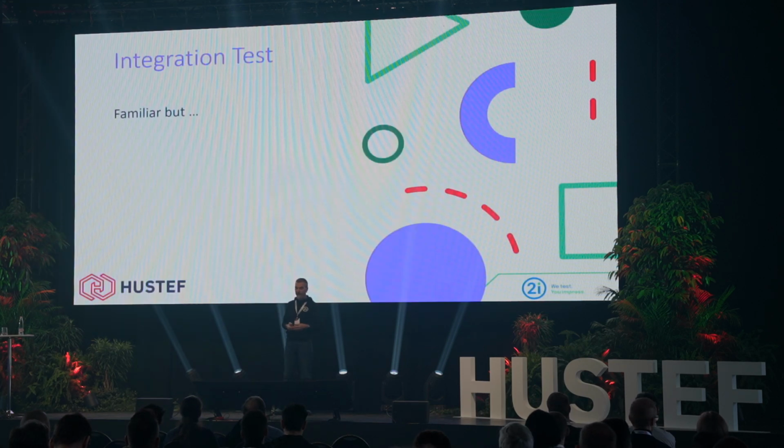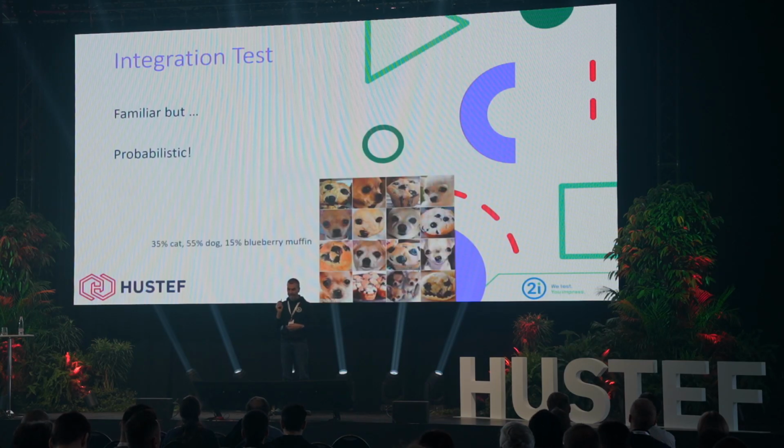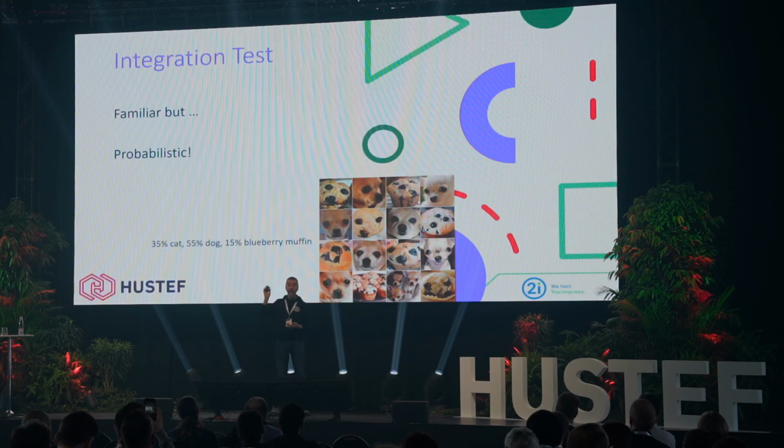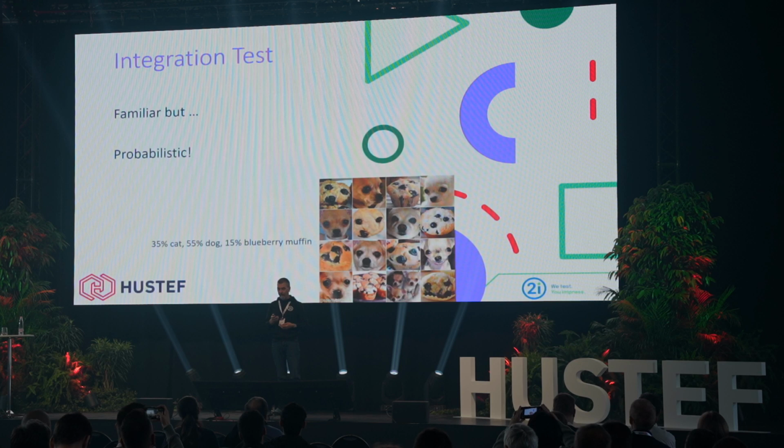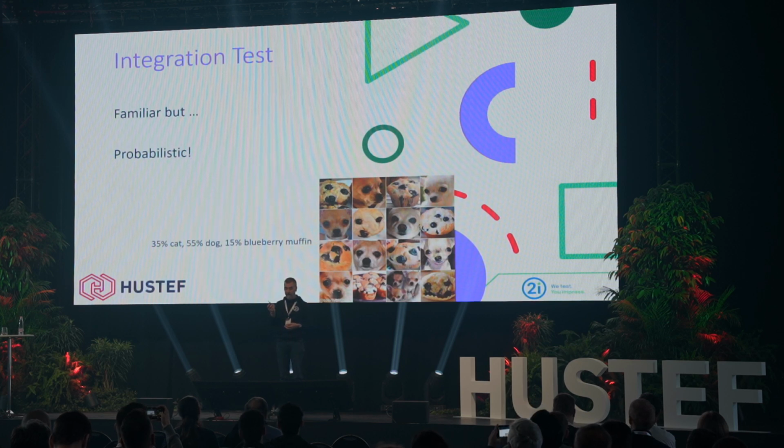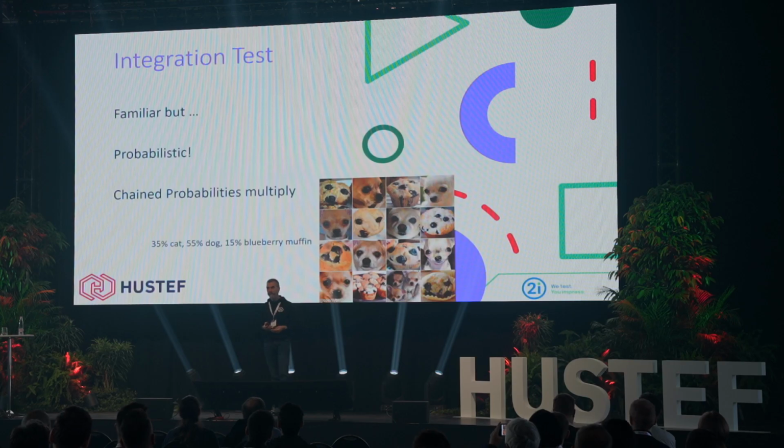So, next level, integration test. Again, it's familiar, but because the systems are probabilistic, when you chain those in an integration, the error factors multiply. So if it's outputting probabilities of it being a cat, dog, or a blueberry muffin, and then you want to identify those dogs, it's going to have problems there. You have to watch out for those error factors multiplying.